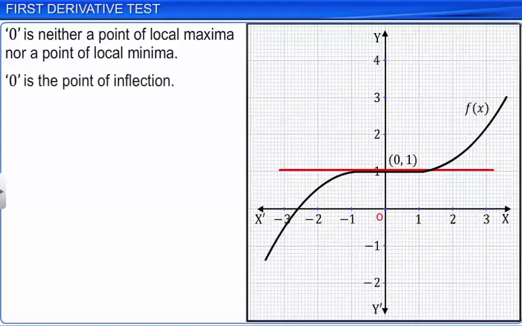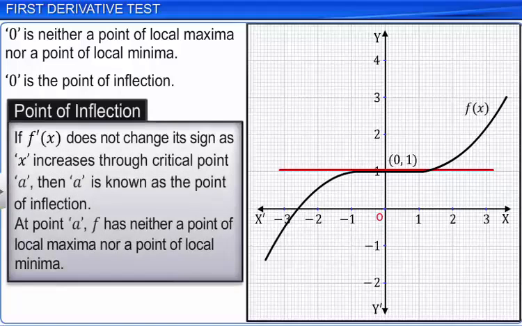Mathematically, if the derivative of f does not change its sign as x increases through a, then a is neither a point of local maxima nor a point of local minima. Such a point is called the point of inflection. Now, let us take a quick look at the steps to be followed to find the local maxima or minima using the first derivative test.